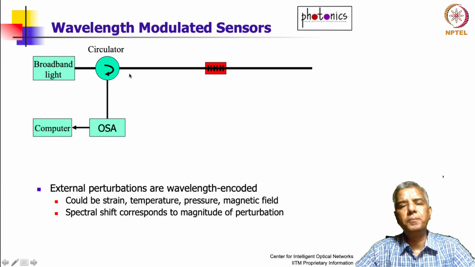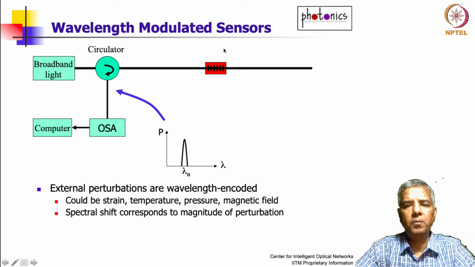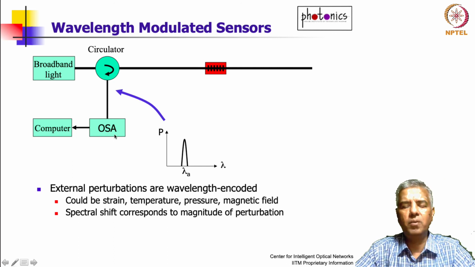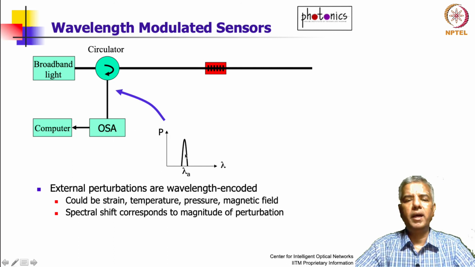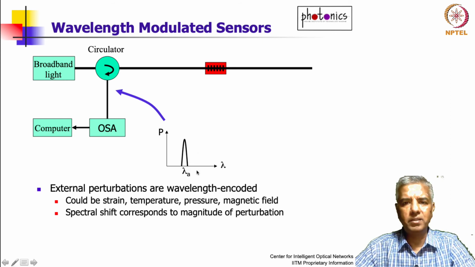So when we have a grating in this fiber, when broadband light is incident on the grating, only one particular color of light is going to be picked, which corresponds to the Bragg wavelength. And if you look at what is coming out using an optical spectrum analyzer, you will see that the power is high at a particular wavelength compared to other wavelengths.